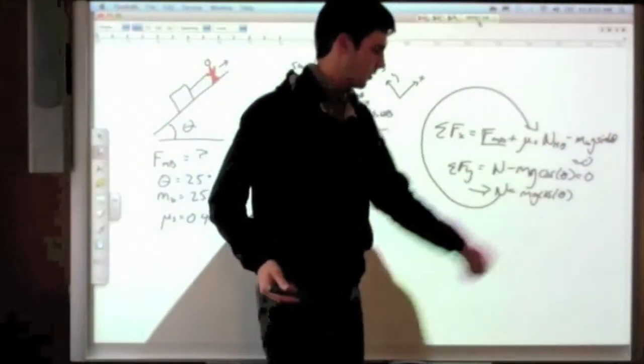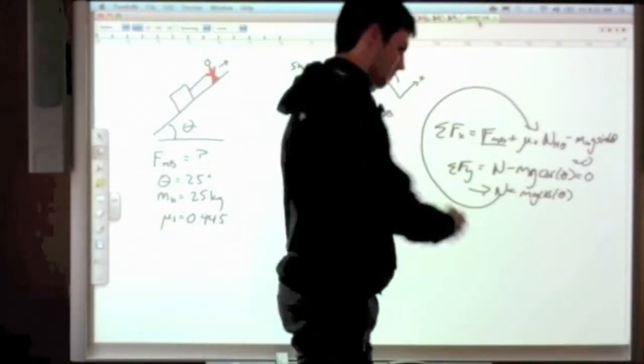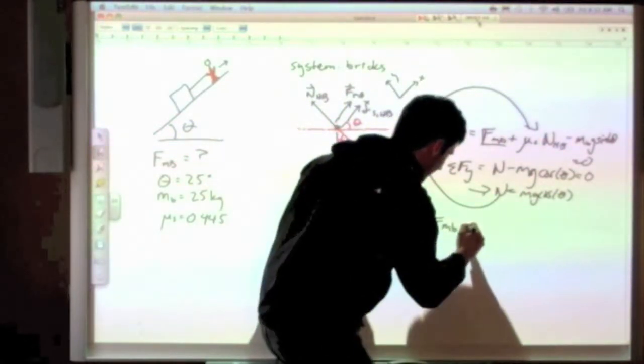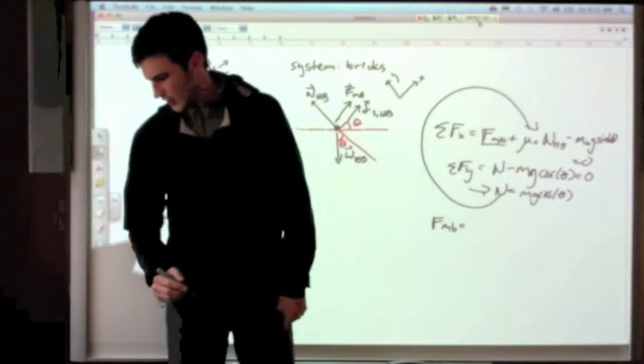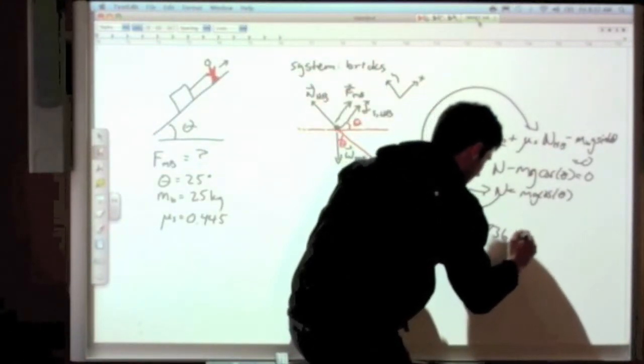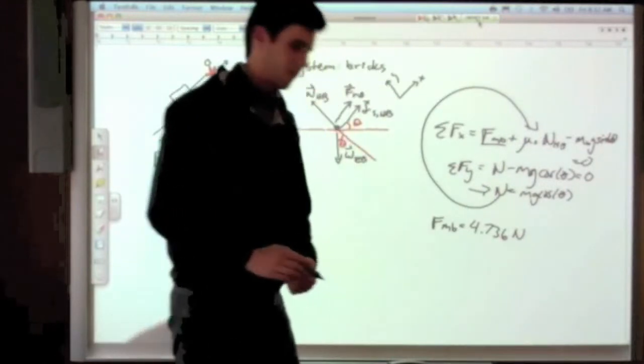So if we go through this and plug in all our values, which I wrote over here, we'll get that the force required is a tiny 4.736 newtons. So the monk should not have very much trouble at all.